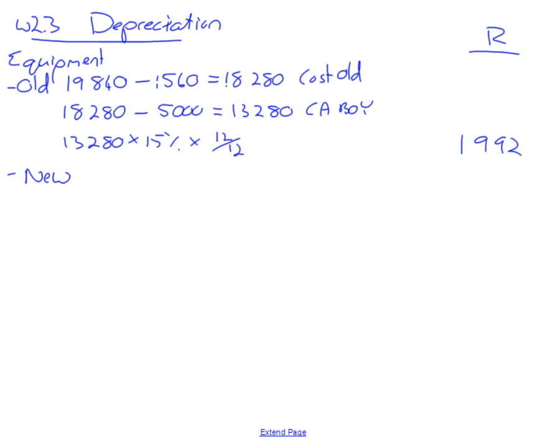The new equipment is very easy. I'm going to take the 1,560 times 15% times 6 over 12 months, all the way from the beginning of April. So the 1st of January, February, March, April, the 4th month, all the way to the 30th of September, 6 months. Okay, and that gives me depreciation of 117. Let's continue. Let's now look at what was next.